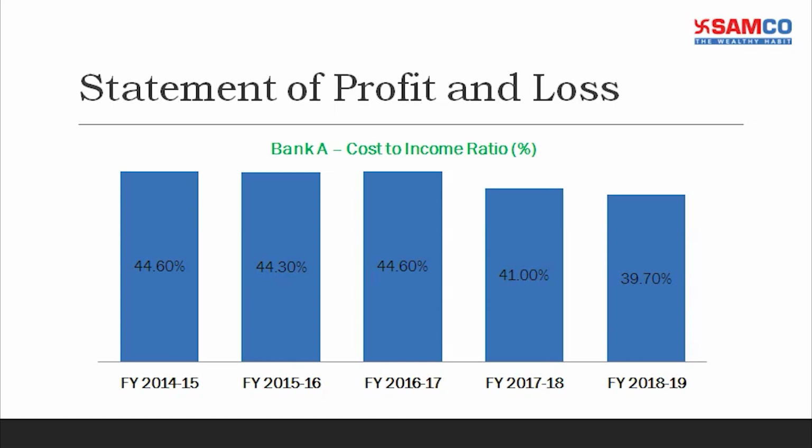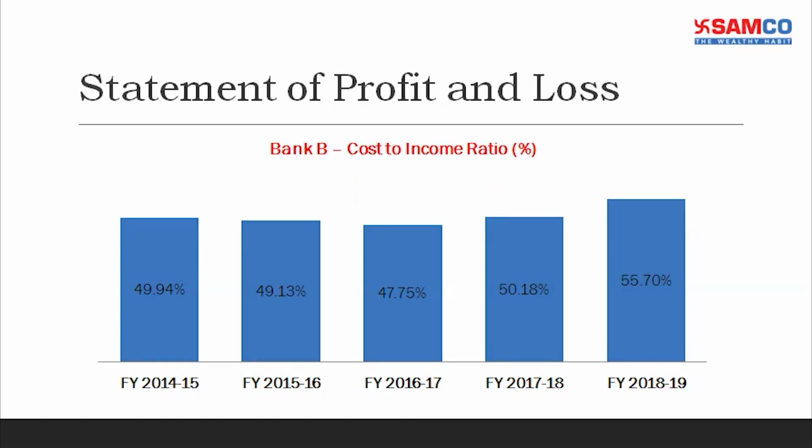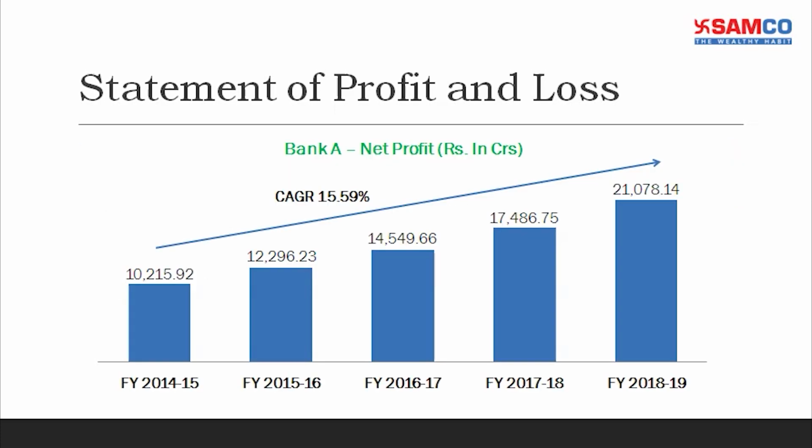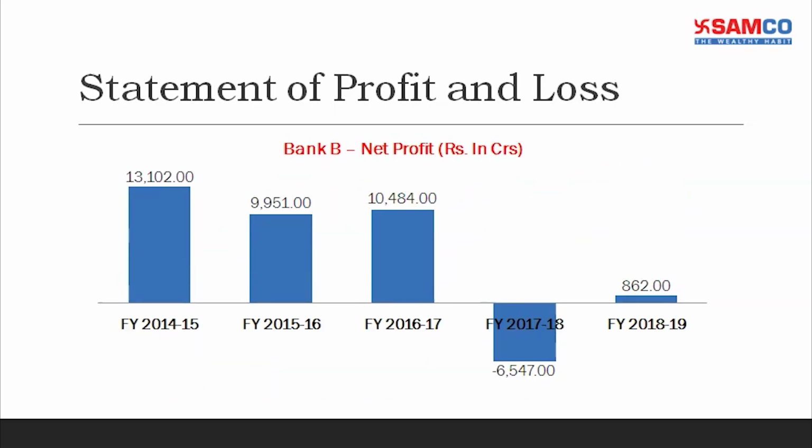Whereas if we compare this with Bank B's cost to income ratio, it is showing an increasing trend and stands at 55.70%. Coming on to net profit. Net profit is to be compared with previous years to understand the trend of profitability of the business. Now Bank A's net profit was clocked at a CAGR of 15.59%, whereas Bank B has shown fluctuation in profitability and reported a net loss of rupees 6,547 odd crores in financial year 2017.